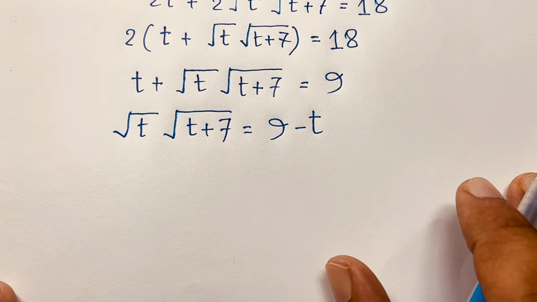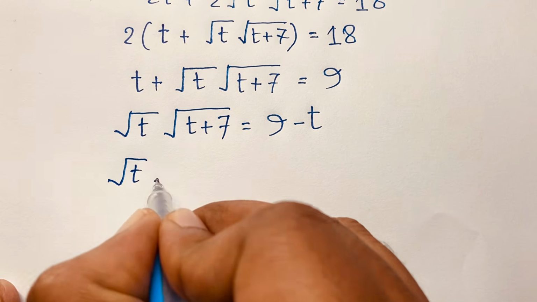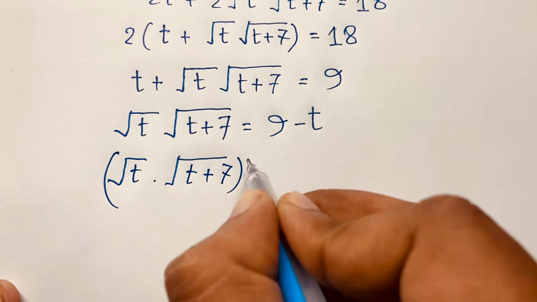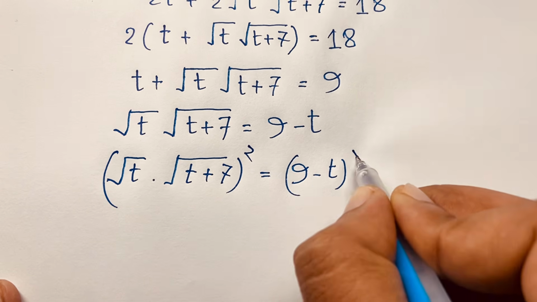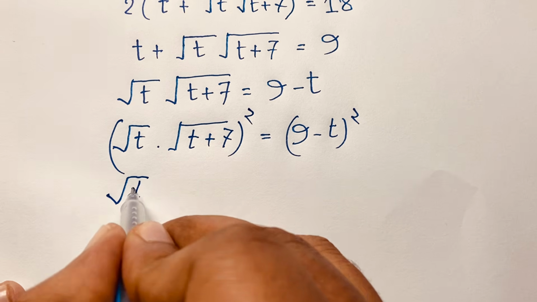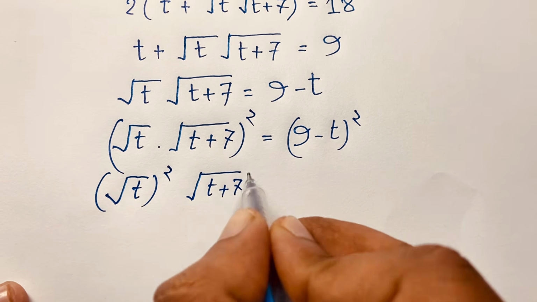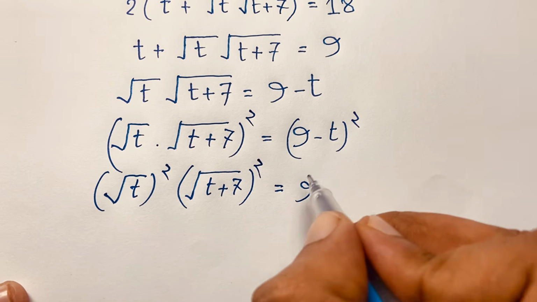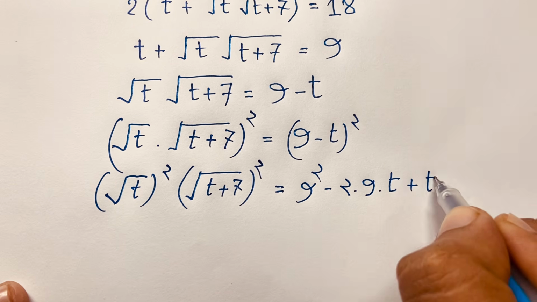Now I use both side whole square, so which is square root of t times square root of t plus 7, bracket power is 2, is equal to 9 minus t, bracket power is 2. I use both side whole square. Now this is square root of t bracket power is 2. This is square root of t plus 7 bracket power is 2. I separate this case. This is (a minus b) whole square. It will be a square minus 2ab plus b square.